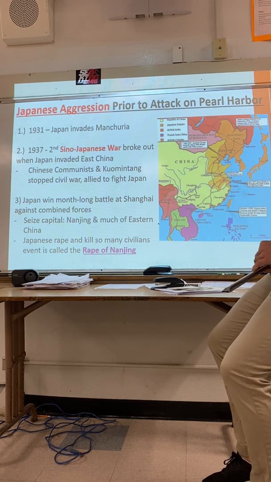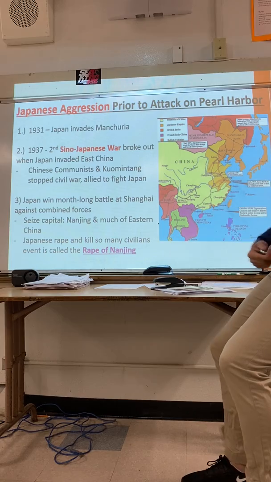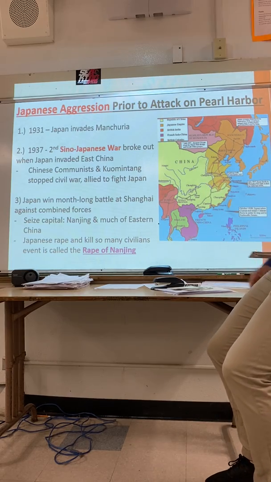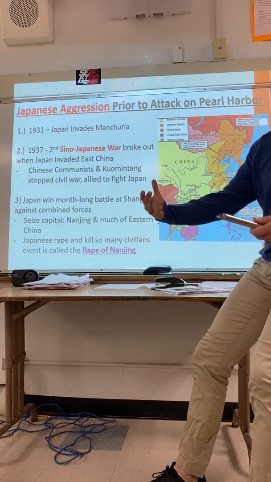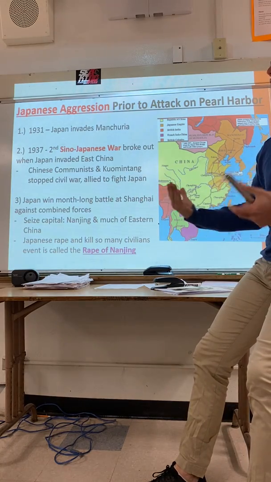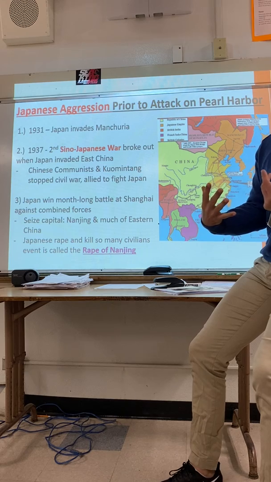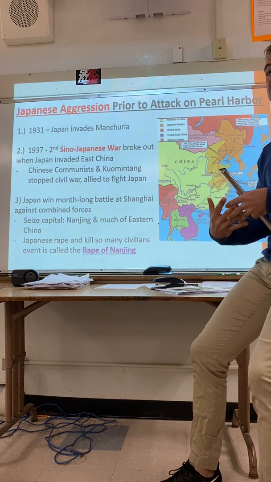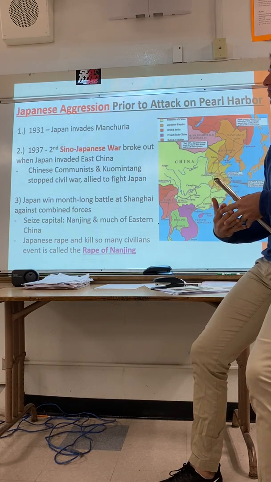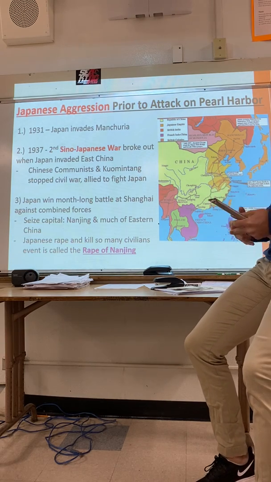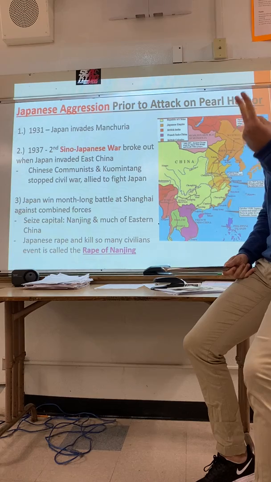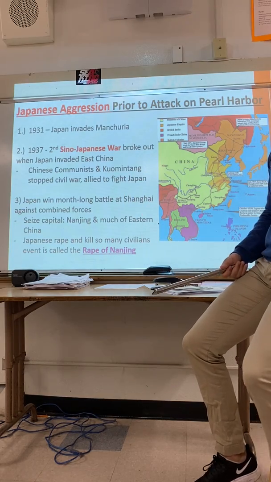Japan invades East China. We remember that the Chinese were actually fighting a civil war at this stage. The communists had run from the Kuomintang party in a long march. The communists and the Kuomintang, the nationalists, are going to put aside their differences and come together in a resistance of Japan. They're going to put aside their civil war and say, we need to resist the Japanese invasion of China. We are at full-out war between China and Japan in 1937.